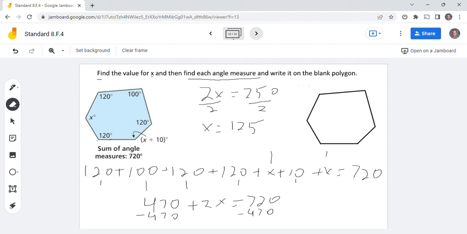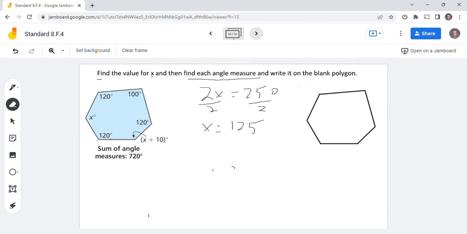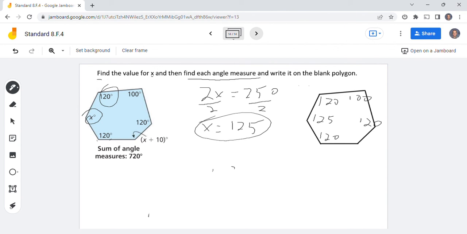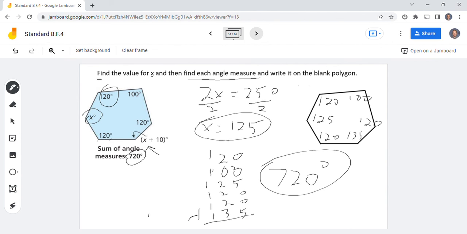Now let's write down the measure of our angles, and we have a lot of them that are already given to us, so we're just going to write those down. This angle is x, and we know x is 125, so we now know that angle is 125. Over here we have x plus 10, so we got to plug it in. 125 plus 10 is 135. So we now have all of the angles, but let's add them together just to make sure that they sum up to 720 after all. Add those all together. And indeed, they end up being 720 degrees. So we have correctly solved this equation.